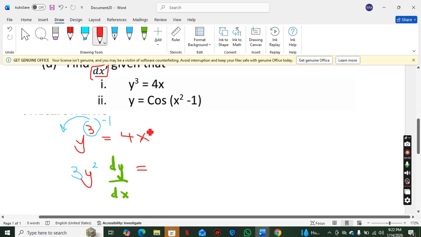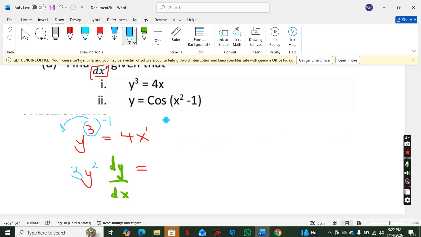Then this 4x to the power 1, again deriving, multiply the exponent with the coefficient. 1 times 4, that is 4. You subtract a 1 from the exponent. That is 0. So you have 4x to the power 0. Now remember, anything to the power 0 is 1. So you don't need to show 4x to the power 0. You just leave it as 4.